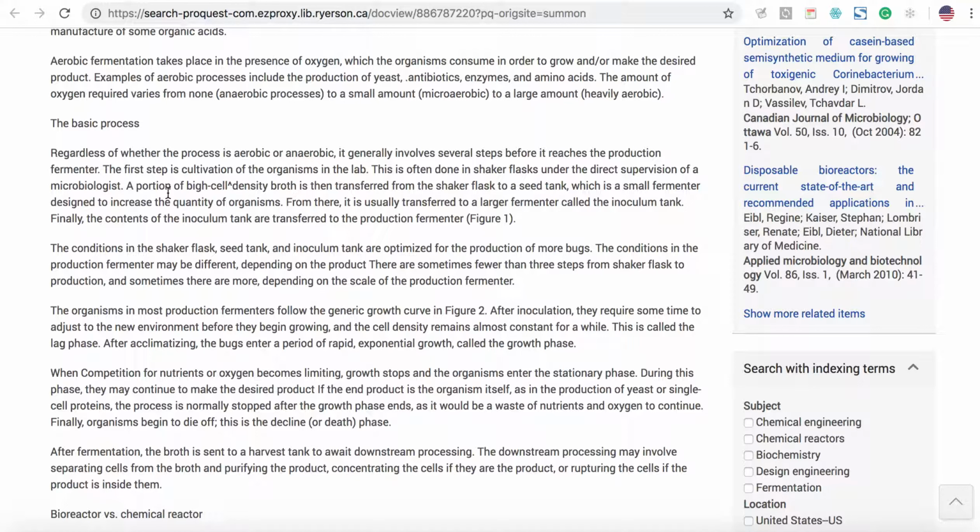A portion of high cell density broth is then transferred from the shaker flask to a seed tank, which is a small fermenter designed to increase the quantity of organism. From there, it is usually transferred to a large fermenter called the inoculum tank. Finally, the contents of the inoculum tank are transferred to the production fermenter. The conditions in the shaker flask, seed tank, and inoculum tank are optimized for the production of more bugs.